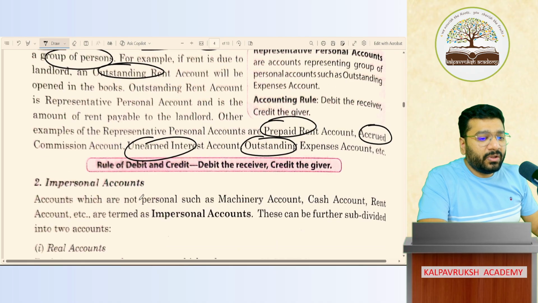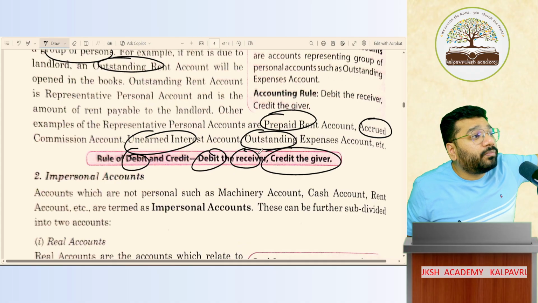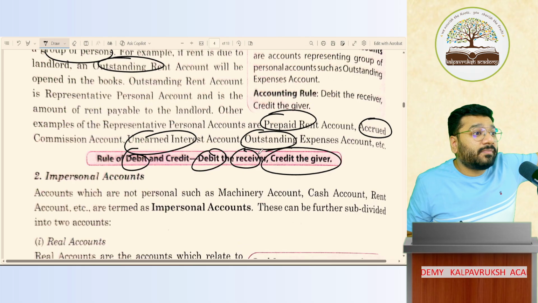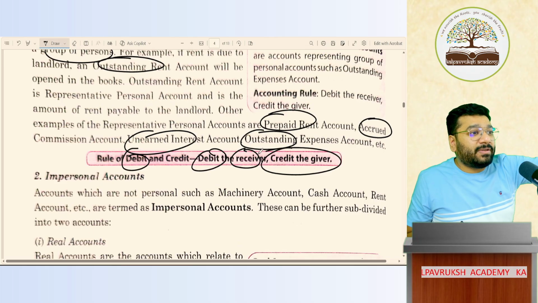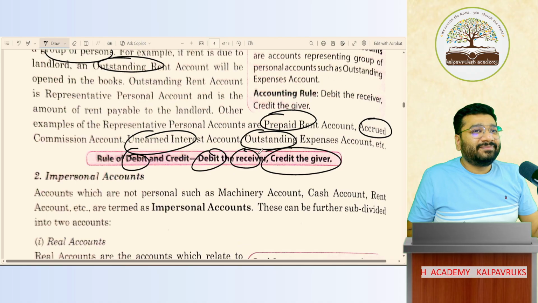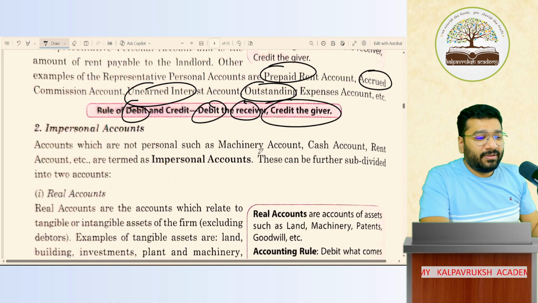So what is the rule here? Debit the receiver, credit the giver. From whose point of view? Business point of view. Be very careful. Business point of view. Whose point of view? Third party point of view.